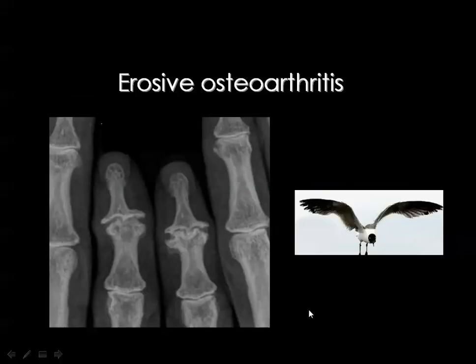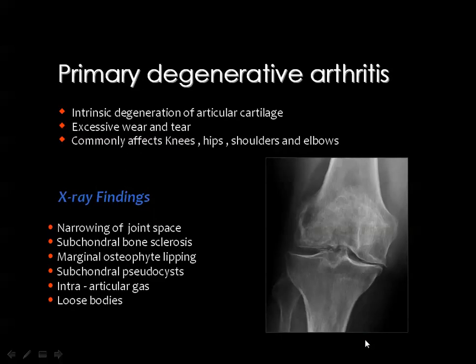And also this is an example. There is marked narrowing of the joint space, subarticular bone sclerosis, irregularity of the articular surface, osteophytic clipping at the joint line.